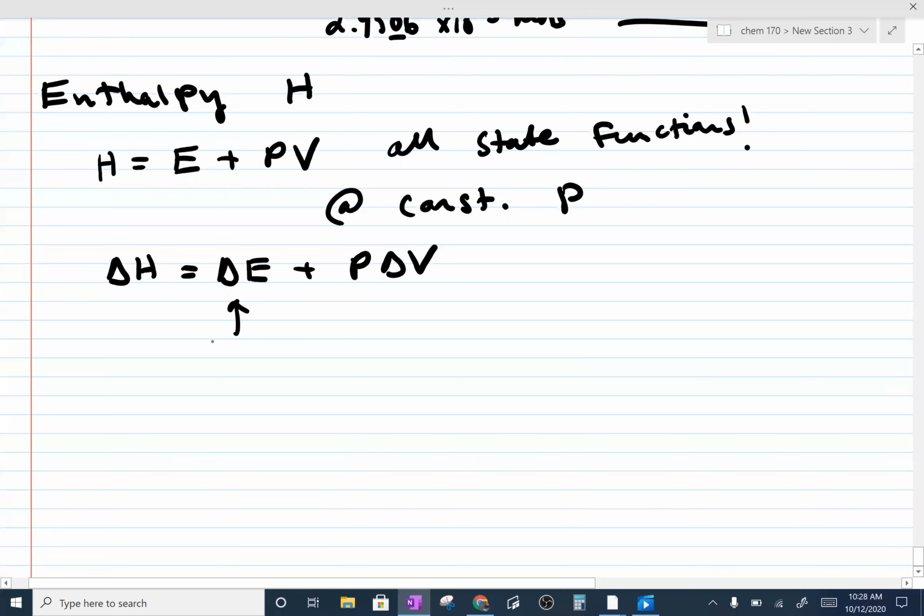Delta E, recall, is equal to Q at constant pressure plus work. And that little subscript P indicates that the Q is happening at constant pressure. That's all that means. And of course, P delta V is equal to negative work. So that therefore means that at constant pressure, the change in enthalpy is equal to Q_P. It's simply equal to the heat energy of the system itself.